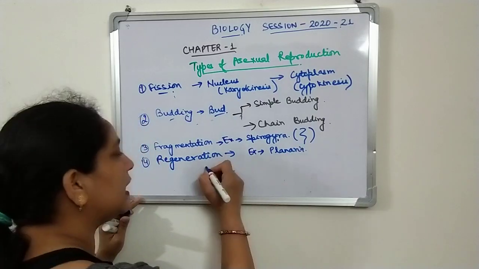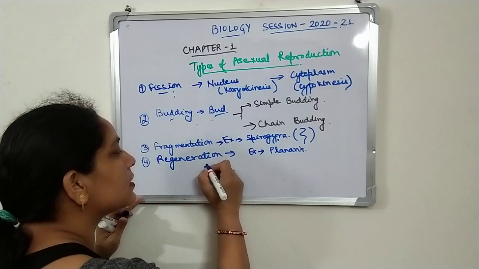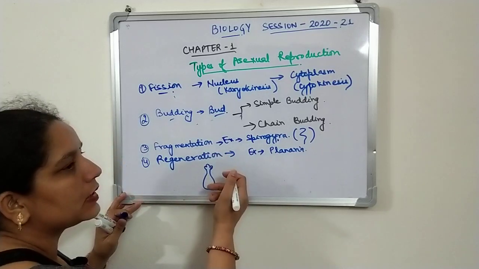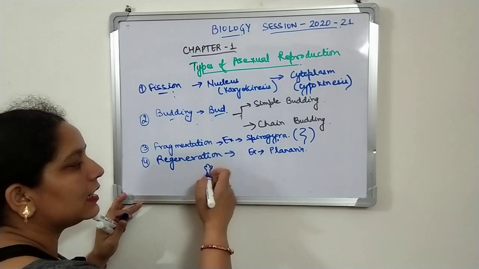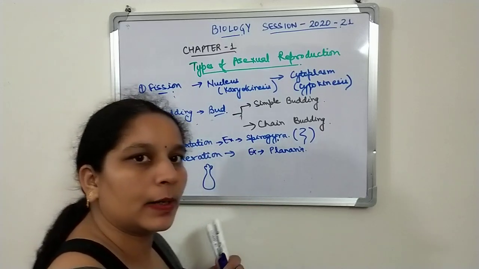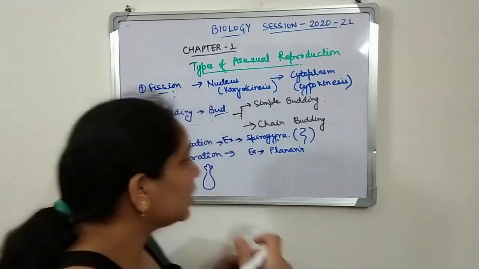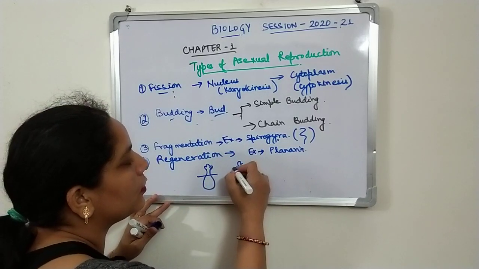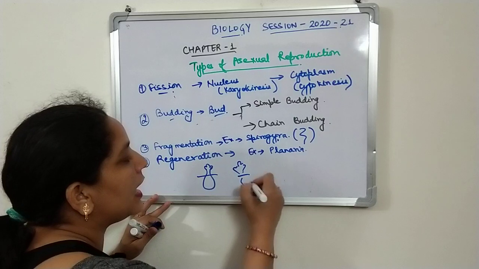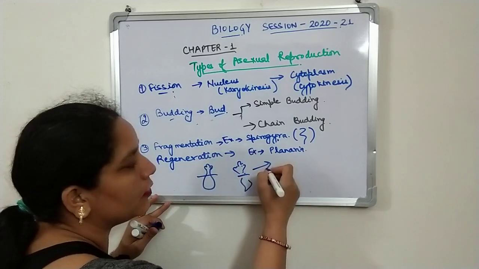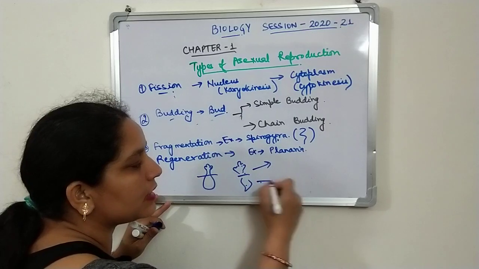In case of planaria, what happens? This is your planaria. In this, what happens? Suppose accidentally to protect themselves from the predators, what they do? They divide into the short pieces. वो pieces में divide हो जाते हैं. And regeneration में क्या होगा? इसका जो missing piece है वो डेवलप हो जाएगा, इसका जो मिसिंग पीस है वो डेवलप हो जाएगा.